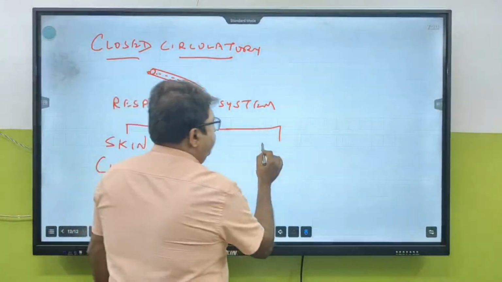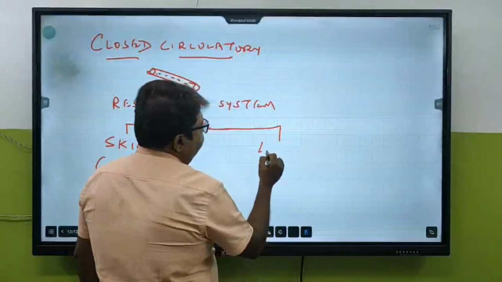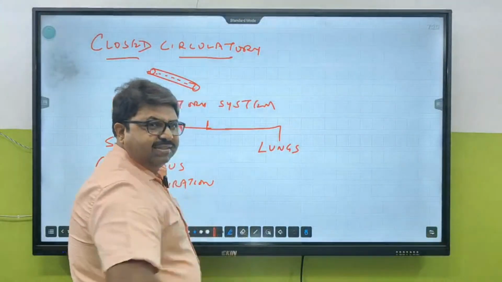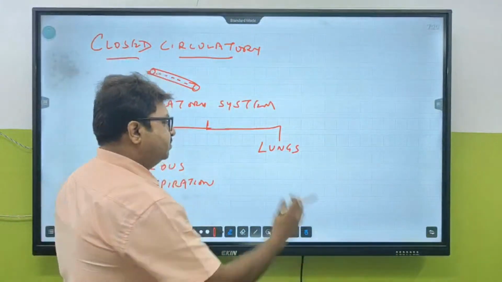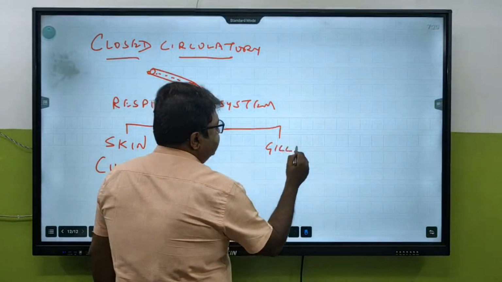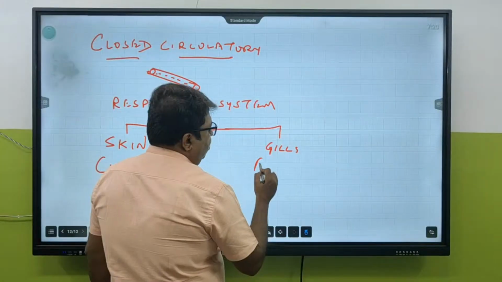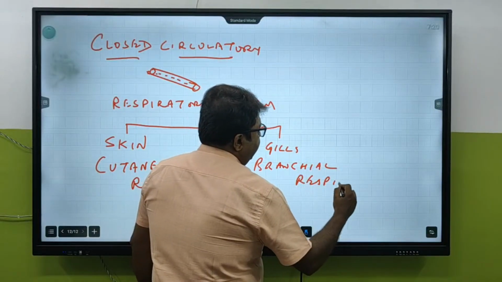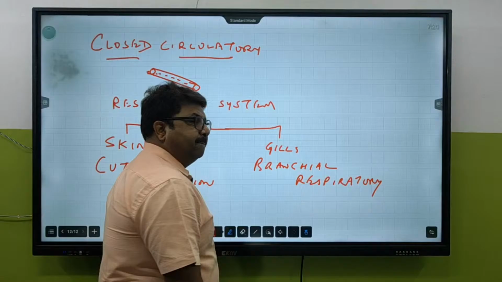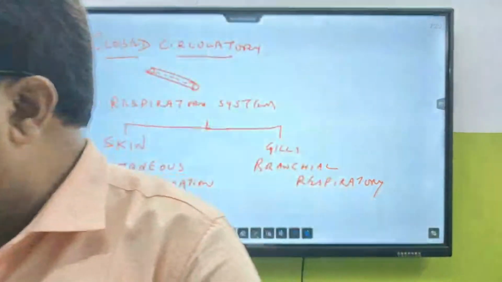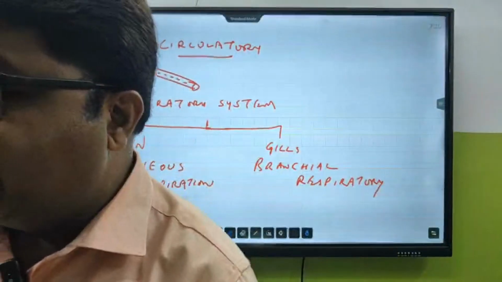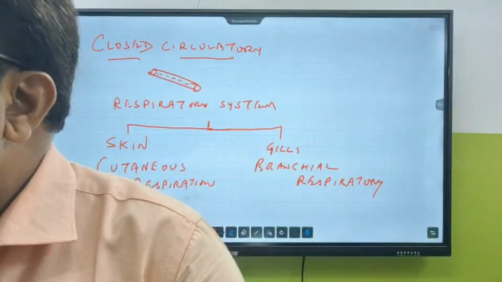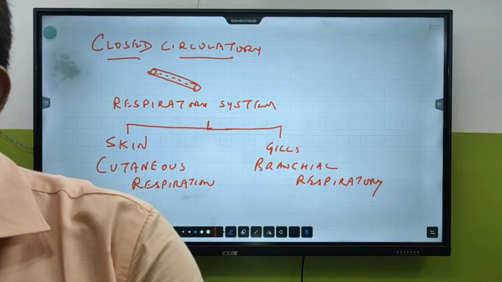Is this clear? But if they have lungs, we call it what? Pulmonary. Do they have lungs? No. They have gills. So if they respire with the help of gills, we call it branchial respiration. And respiration with lungs is called pulmonary respiration. Is this clear? Are you getting me? Yeah?